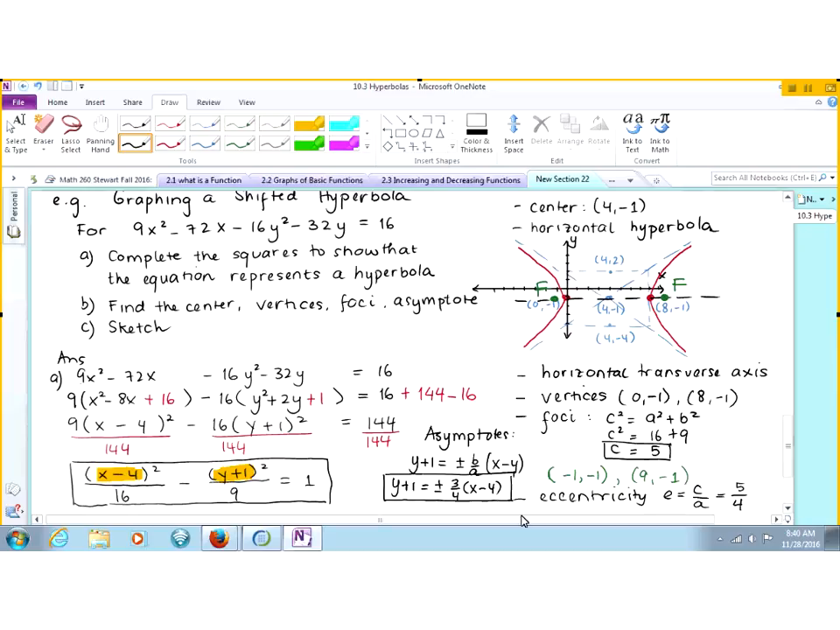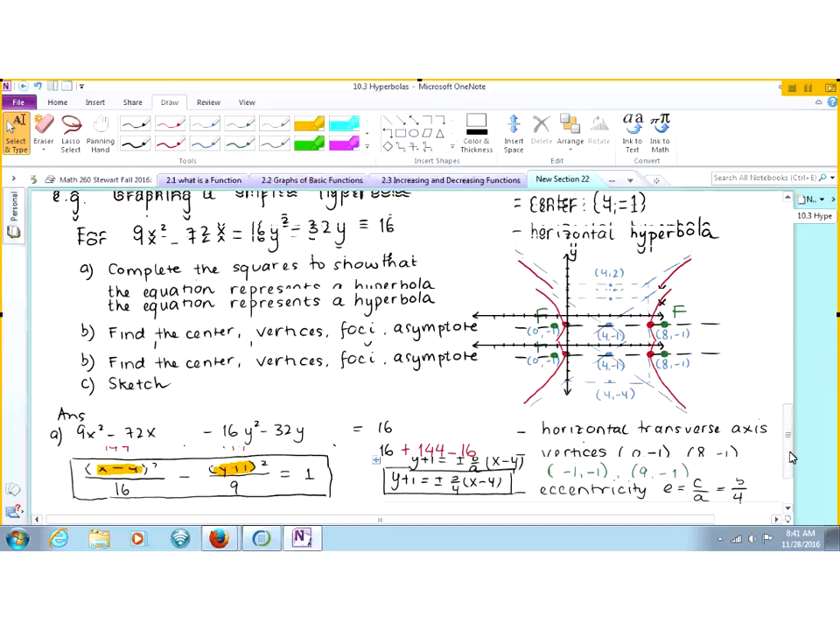Got it? Okay, good. Now, let's do 10.4. I'm done with 10.3. Let's see. I have 10 minutes. I think we could do it. 10.4 is short. You're just going to say, this is a parabola, this is a conic, this is a hyperbola, this is an ellipse. So let me save this, and we're done with 10.3.